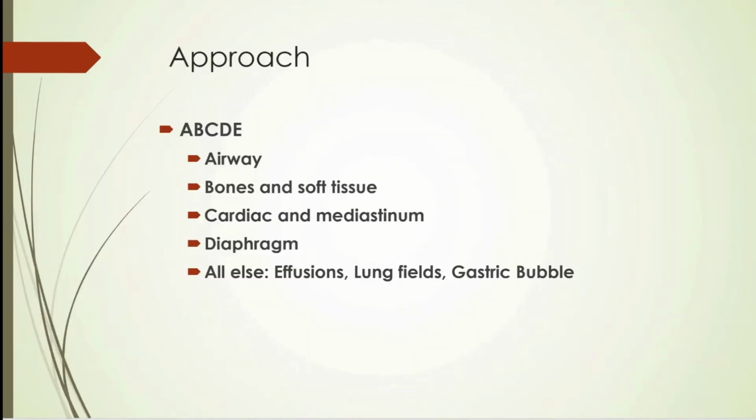And here's what we discussed, ABCDE: airway, bones and soft tissue, cardiac and mediastinum, diaphragm, and then everything else for E. Effusions, lung fields, gastric bubble, etc. And it's really important that you use this systematic approach on every X-ray. Otherwise, you're going to miss things, I promise you. We miss enough not being radiologists to deliberately bypass these, and we'll tend to miss more.